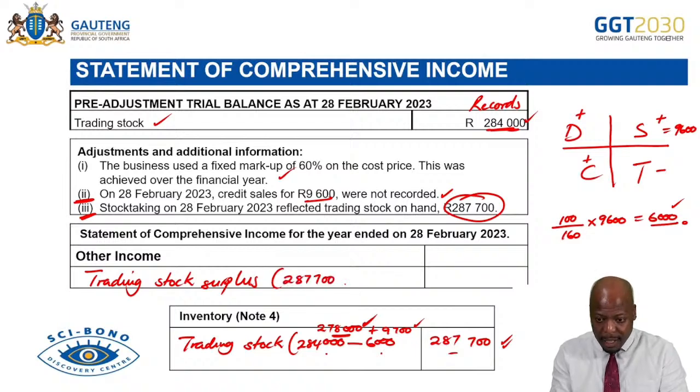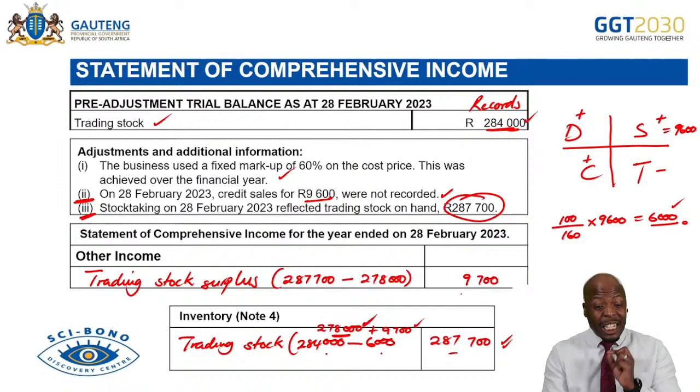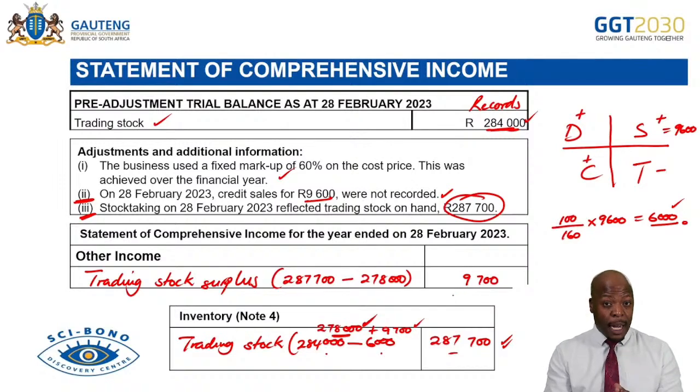Okay, so to make it easy, I'm just going to say the 287,700 here, and then I subtract my 278,000 here minus my 278,000 here. Once I do that, then I'm going to have my 9,700 being my trading stock surplus, which is income.